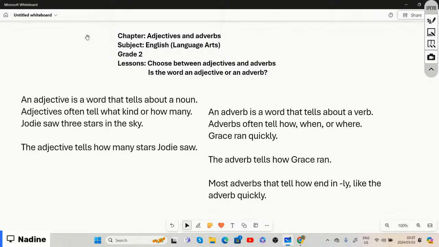All right. So we're going to start with our lesson where we say that an adjective is a word that tells us about a noun. So an adjective is a word that tells us about a noun. And an adjective, it tells you what kind, or it tells you how many.